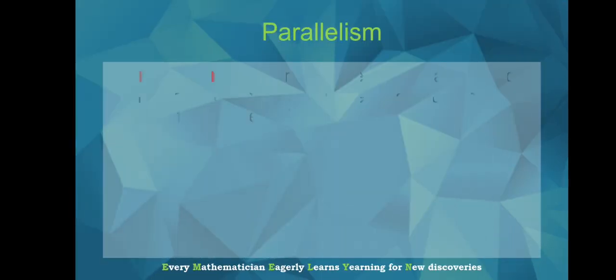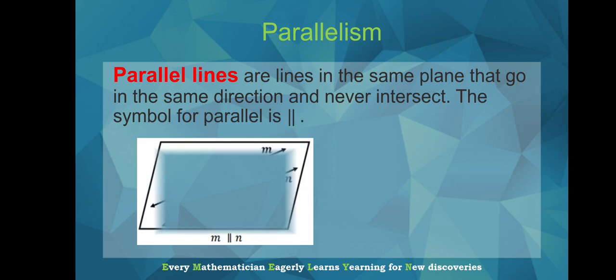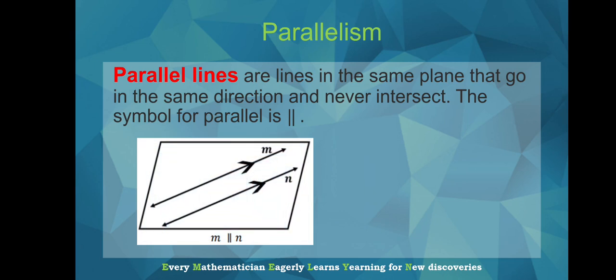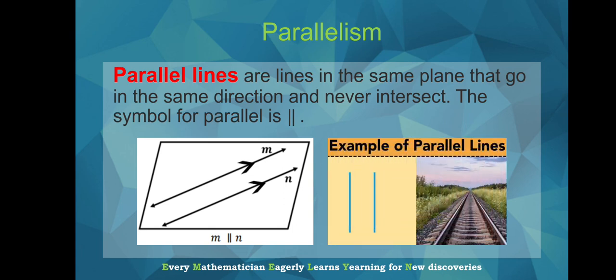Parallel lines are lines in the same plane that go in the same direction and never intersect. Example, in the figure, line M is parallel to line N. Parallel lines cut by a transversal have various applications to real life. In fact, you can see these lines all over the world.